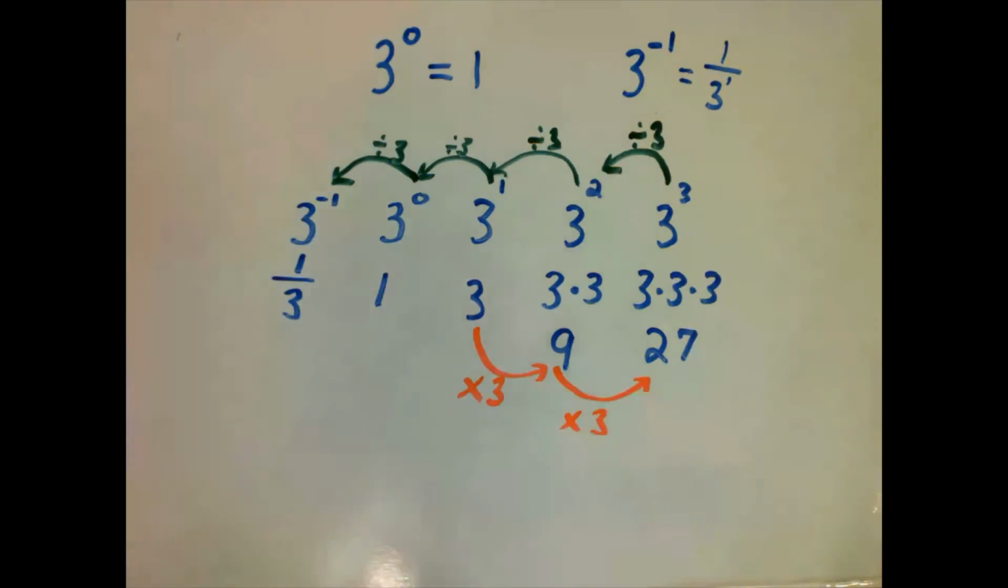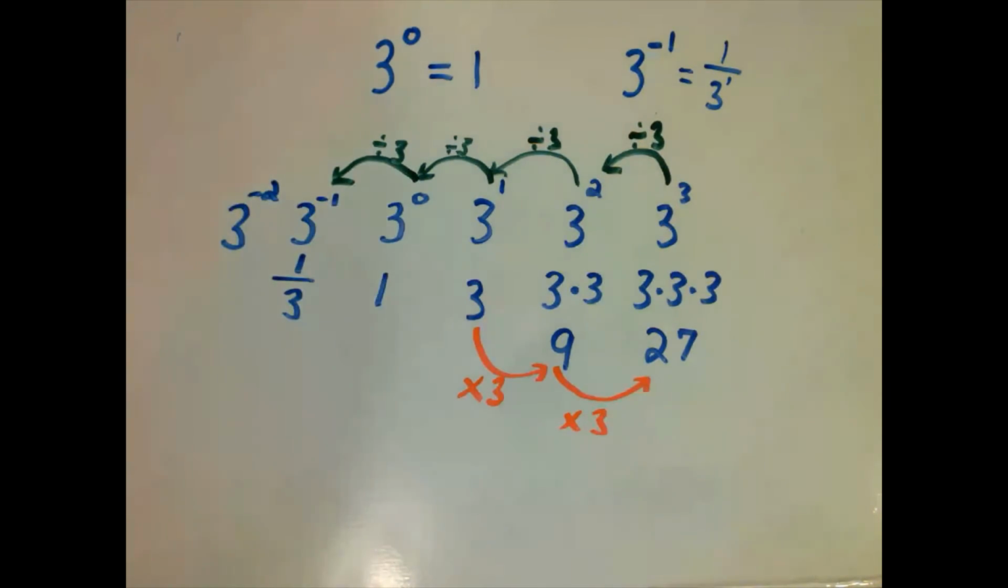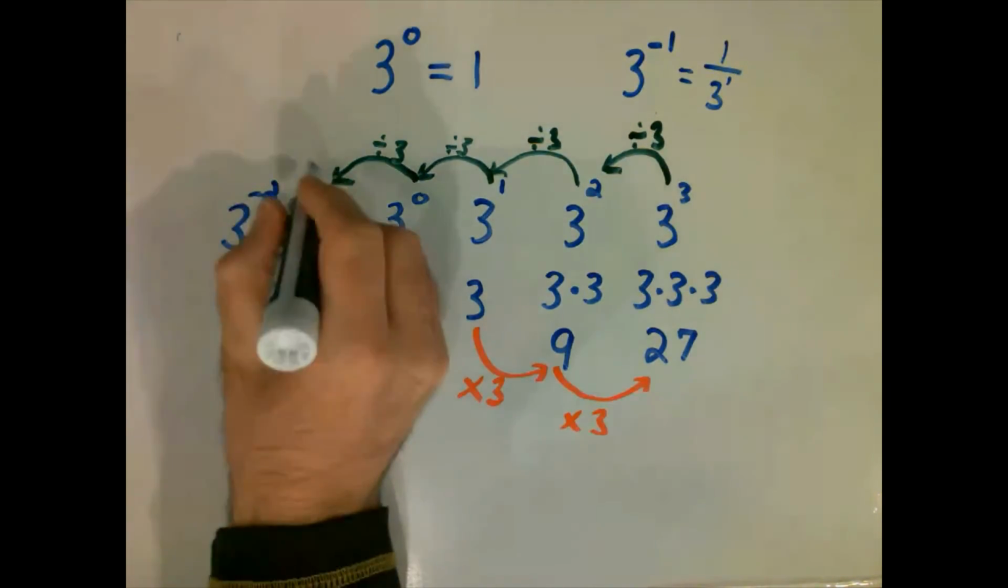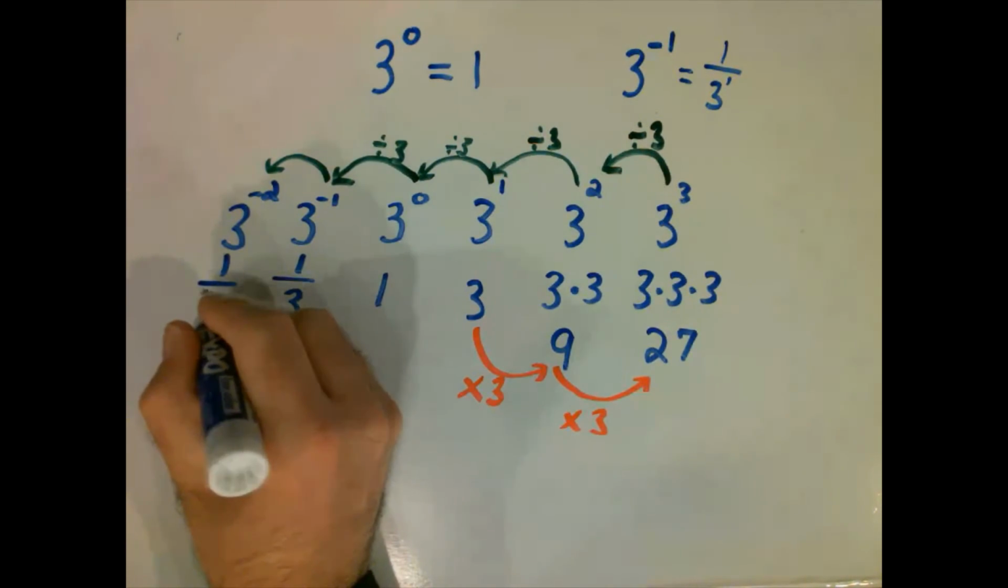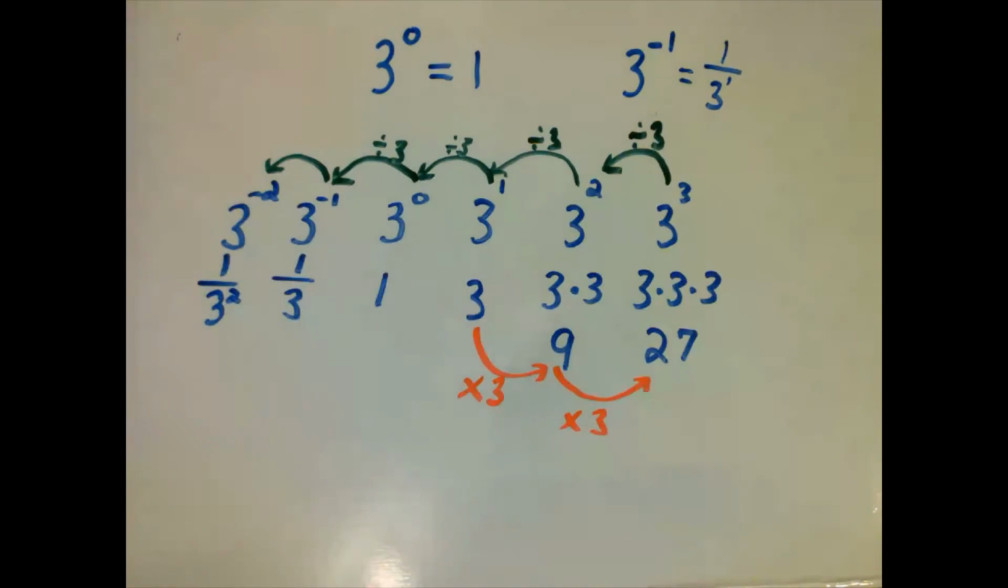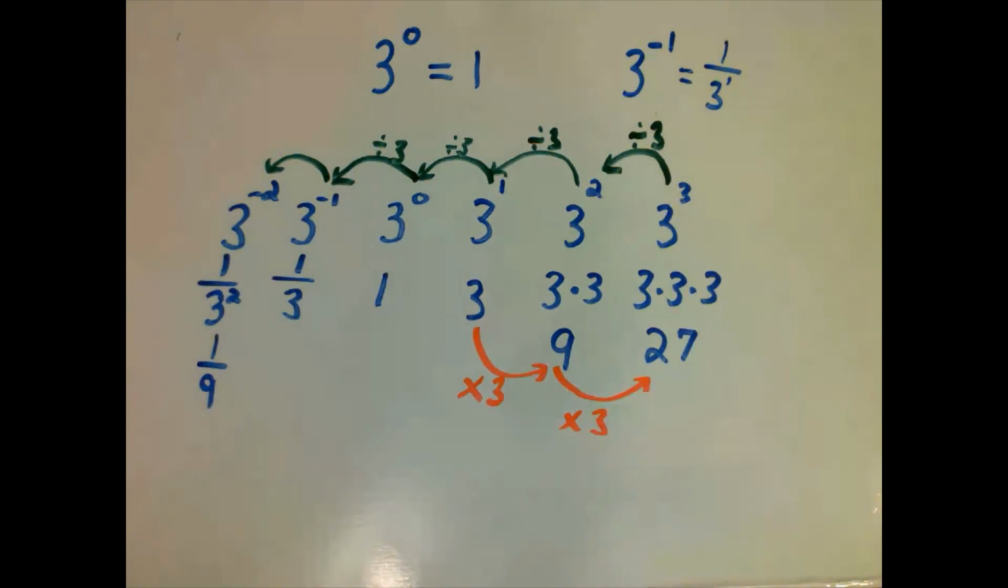And I can do it again. If I wanted to go further to the left, say 3 to the negative second, I can take my 1/3 and divide by another 3. And that gives me 1 over 3 to the second power. Or if I simplified it, I could say that's 1/9. And there you have it. This process is where we get those two rules.